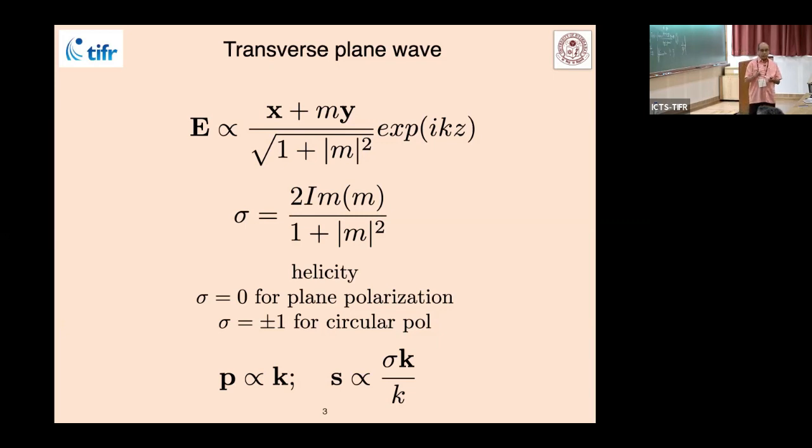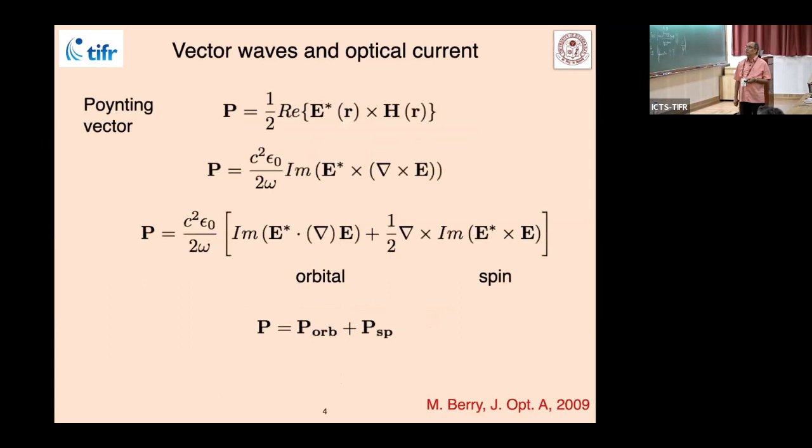If the right circular beam has this S in the positive K direction, the other one, left circular, will have spin in the opposite direction. Okay. Now let's say you look at these vector waves and this optical current. I'm now moving to Michael Berry's paper, which is from 2009, and I do say it's really a seminal paper. Now here some confusions are there.